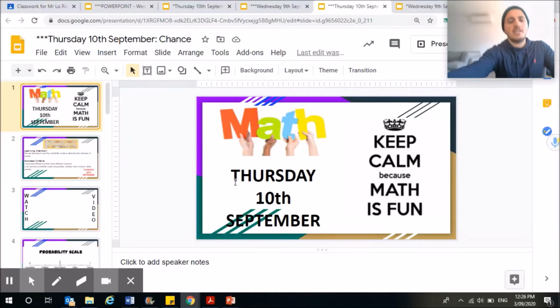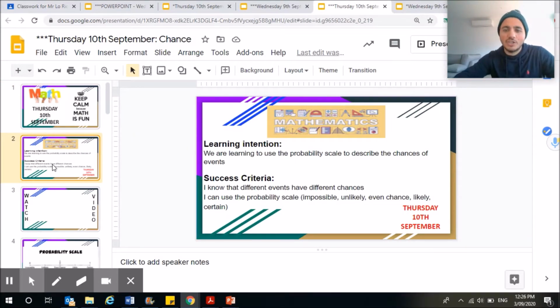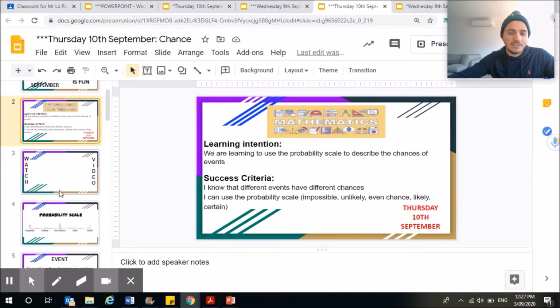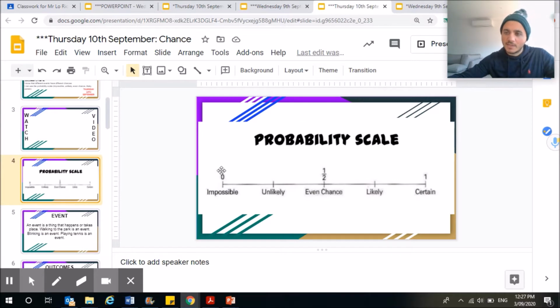Good morning, everybody. It's Thursday, the 10th of September, and our learning intention today is that we are learning to use the probability scale to describe the chances of events. So I know that events have different chances, and I can use the probability scale: impossible, unlikely, even chance, likely, and certain. Here is the probability scale, which you can come to at any stage.